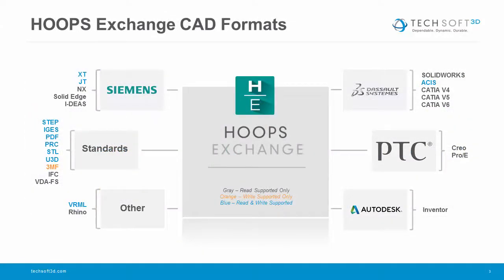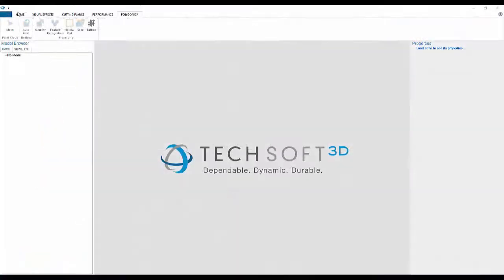Many of these applications rely on HOOPS Exchange to access native engineering data from over 20 different CAD file formats. No matter where your data originates, HOOPS Exchange provides a single interface to import geometry into your system. Let's look at this in action.